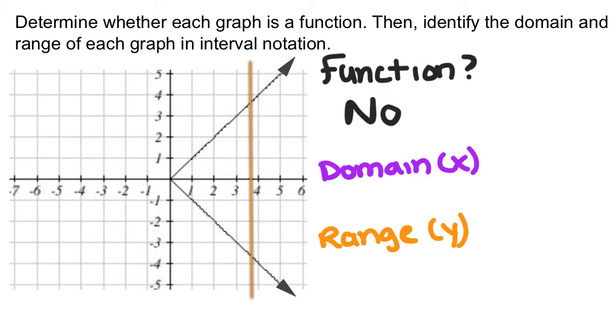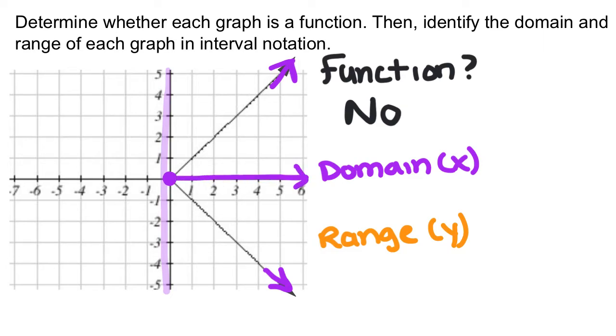Then for your domain, the furthest to the left that this function extends is given by this value right here. So this is the left limit. And while there isn't a point, I can assume that there's a closed circle. And then the furthest to the right is shown by these arrows. So we can assume it continues forever to the right.